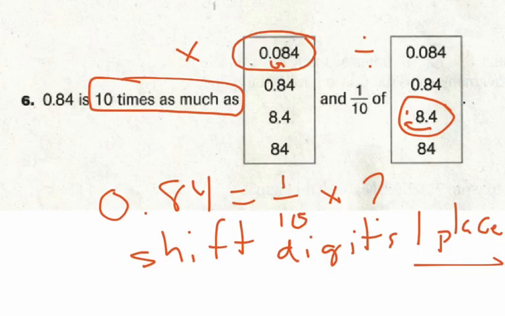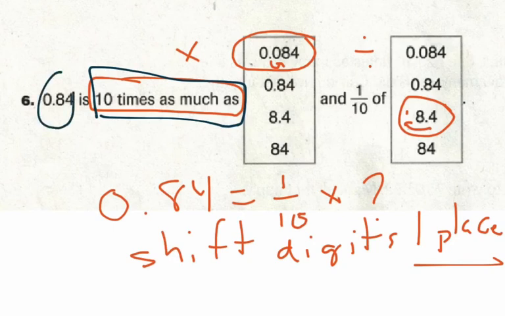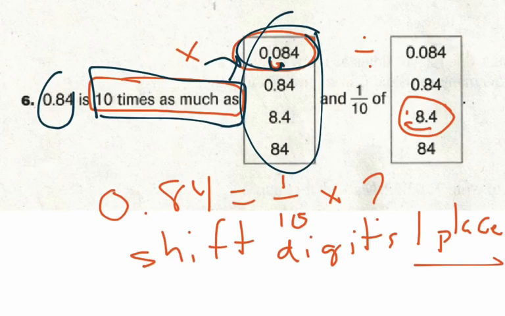Looking at that, this next problem, number 6, you're looking for a number that is 10 times as much. This number is 10 times as much as this number, so this number here is smaller. Now if you remember, when you multiply a number by 10, you move the decimal place 1 space to the right. So if I move this decimal 1 place to the right, I get 0.84. So that would be a number that is 10 times as small as that number.